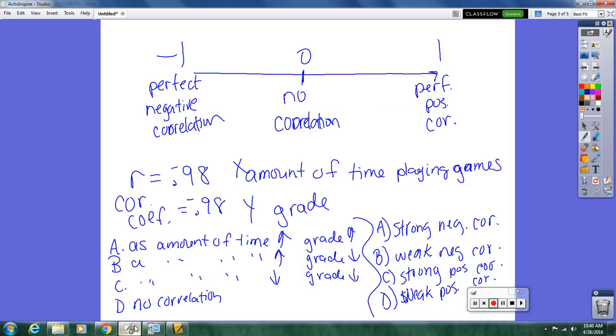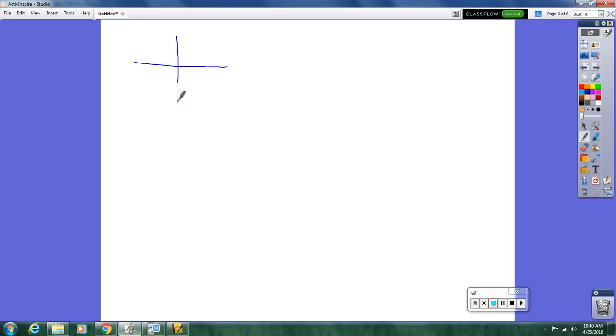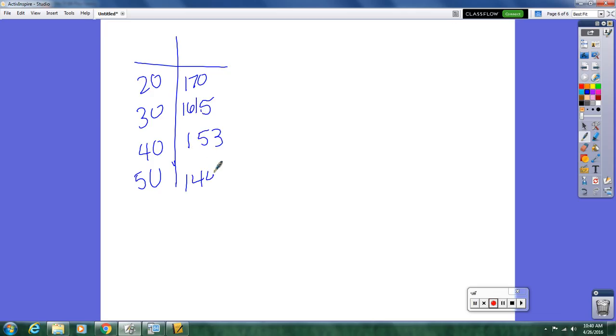Let's say I'm still questioning myself. If I go to that table, that table we just put in, 20, 30, 40, 50, and then we had 170, 161.5, 153, and 144.5. How would I know based on the table? Are these X's, do they have a common difference here? Their common difference is 10, right? What's 161.5 minus 170?